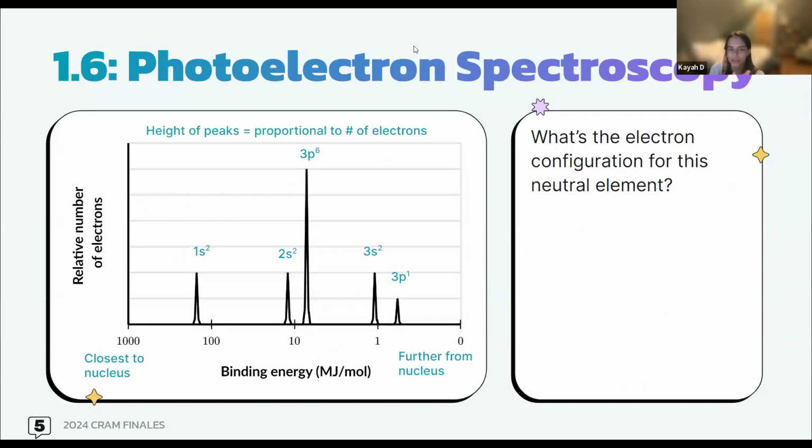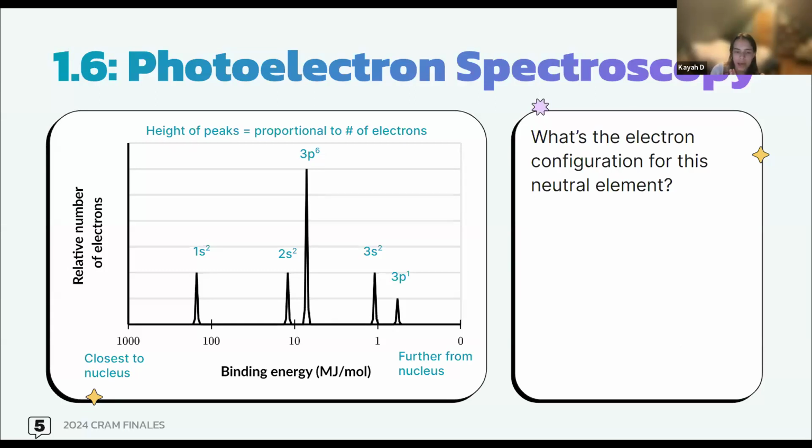So now we're going to do a little bit of practice with photoelectron spectroscopy, because they will ask questions like this sometimes. What is the electron configuration for this neutral element? To break down the graph a little bit more before we give you the answer, while you try, I'll explain a little bit about the graph. The height of the peaks is not random. They're proportional to the number of electrons. At the bottom, on the x-axis, you see binding energy. The closer you go to the left, the closer it is to the nucleus. If you go more to the right, it's the furthest away from the nucleus.